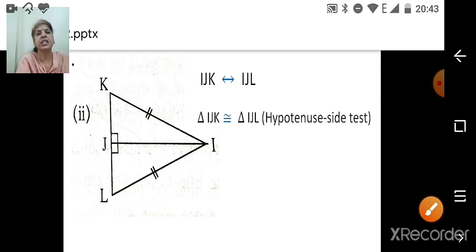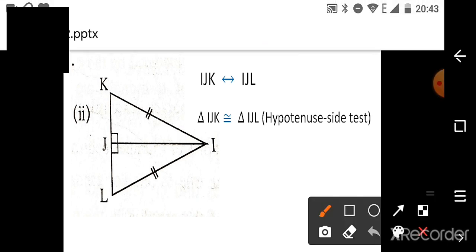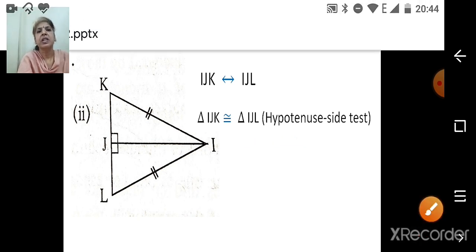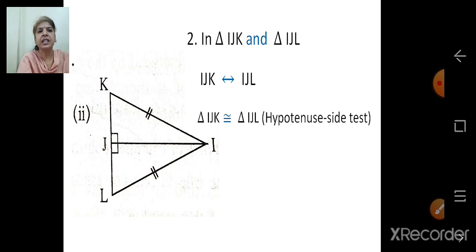So solution. Now see the solution, children. First write the name of the triangle. In triangle IJK and IJL. Then write the correspondence. IJK corresponds to IJL. And then triangle IJK is congruent to triangle IJL. This is a sign of congruency. Which test is formed, children? Hypotenuse side test. So this is the way we are going to solve. First write name of the triangle, correspondence, and then test.